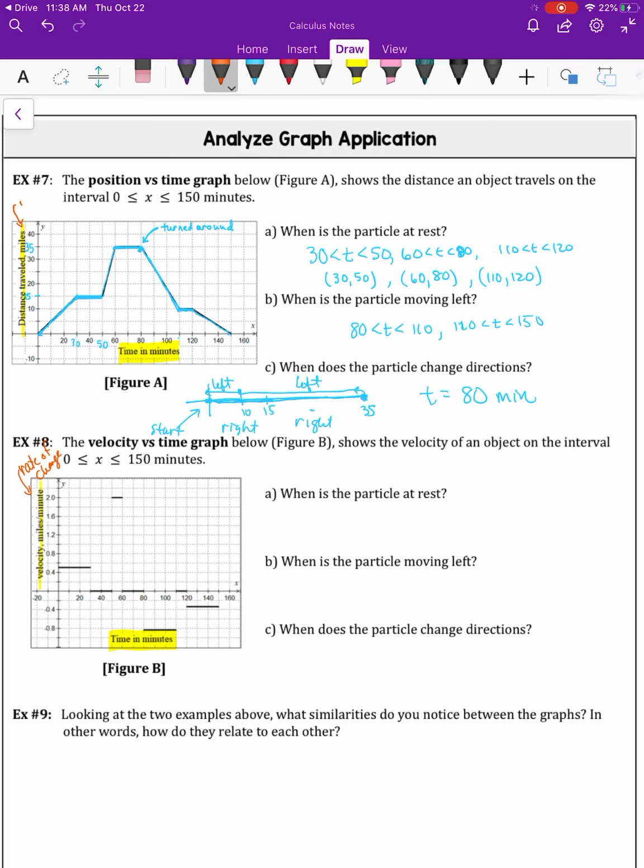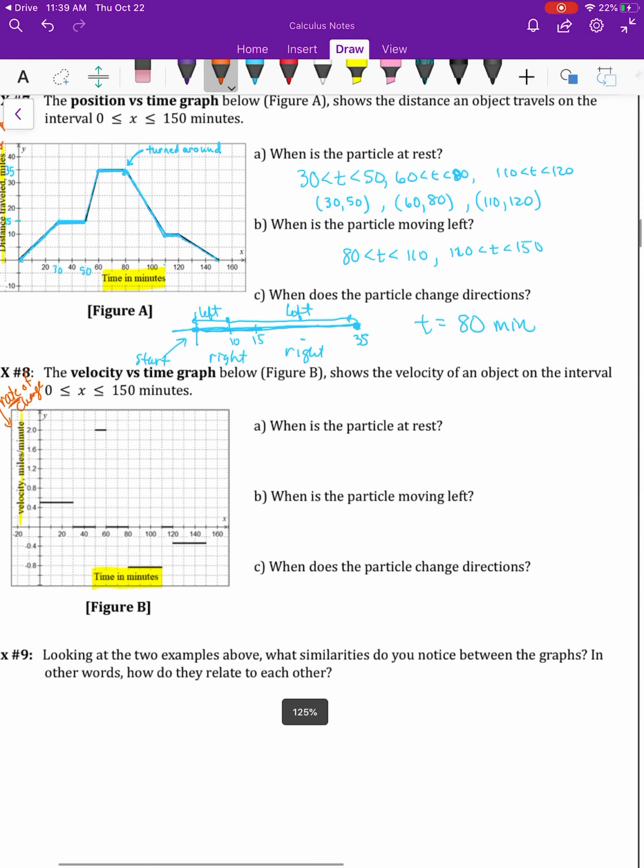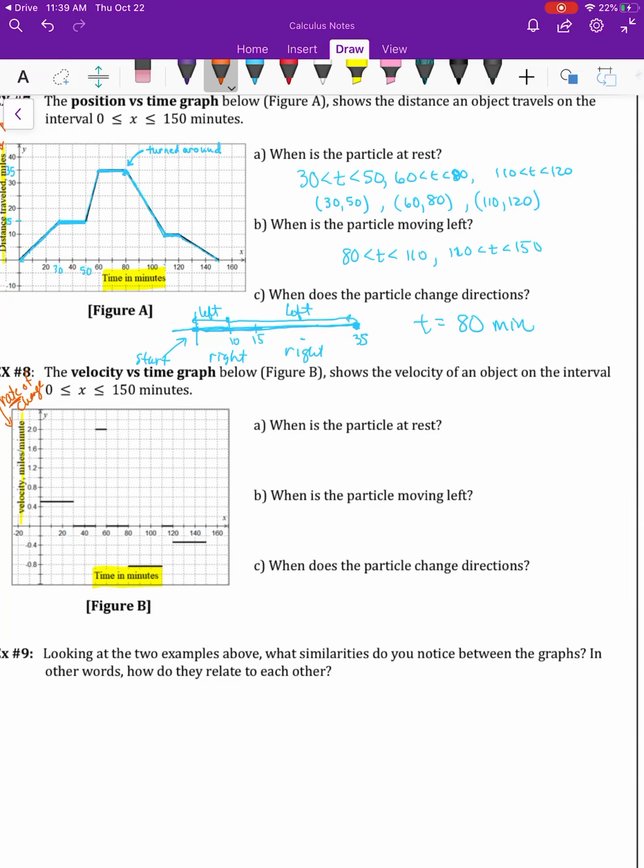This one was not a rate of change. This one was just miles, okay? So it wasn't a rate. It wasn't like miles per something. This one actually was a rate. So velocity versus time graph. When is the particle at rest? Well, look at this graph.